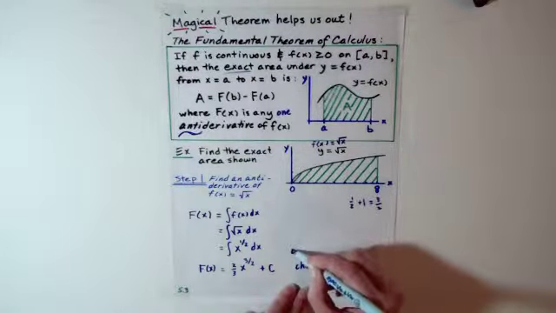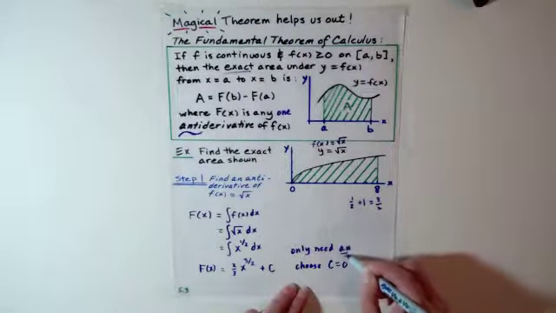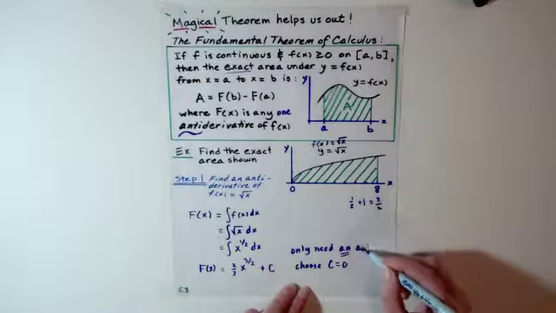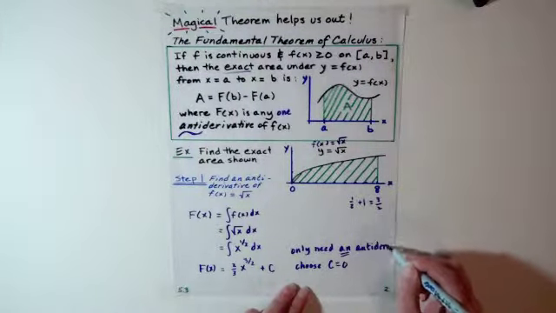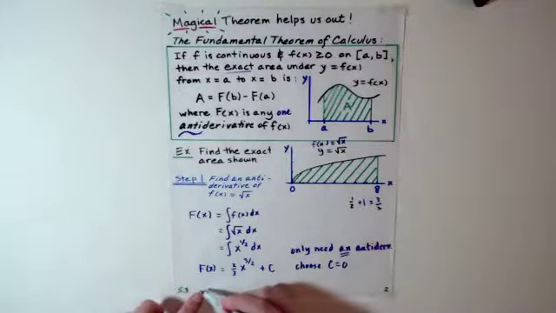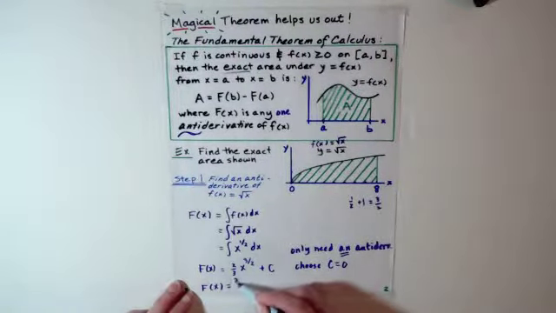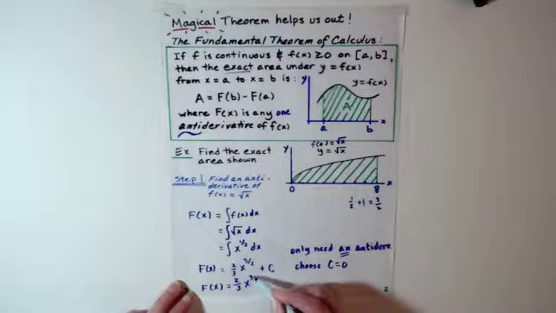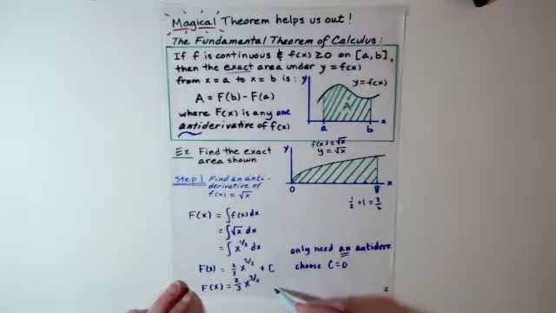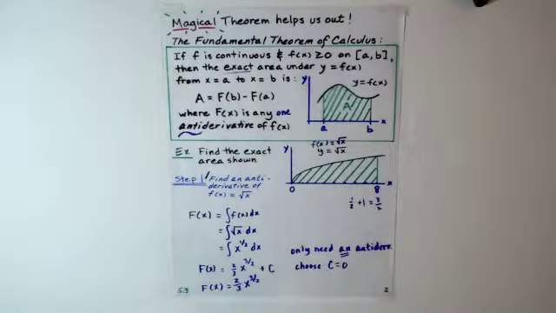I'll put up here, only need an antiderivative. It can be any one of the infinite number of antiderivatives, and the fundamental theorem says I only need one antiderivative. So I'm going to choose the easiest one with c equal to 0. So I'm going to choose capital F of x to be the antiderivative 2/3 x to the 3/2, and you can think of it as plus 0. So I've just replaced the c with a 0. Okay, I've got my antiderivative. So that is the end of step 1. Let's go to the next page and do step 2.